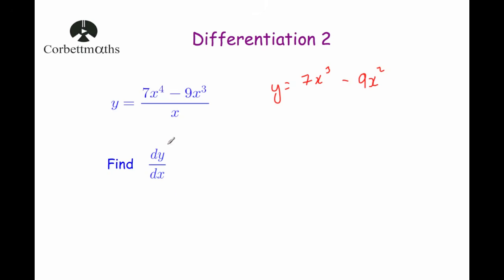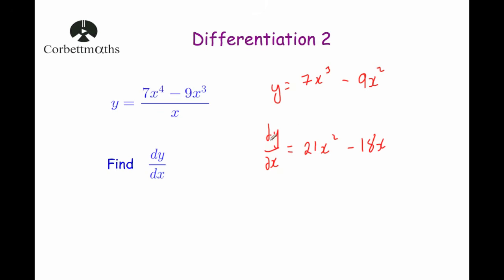We need to find dy by dx, so we can just differentiate this. So dy by dx equals, bringing the 3 down and multiplying, 7 times 3 is 21, x, reduce the power by 1, squared. And we've got minus 9 times 2, that's minus 18, x, and reduce the power by 1, well, that's just x to the 1, or we could just write x. And that's it.